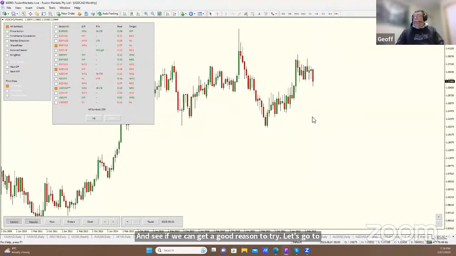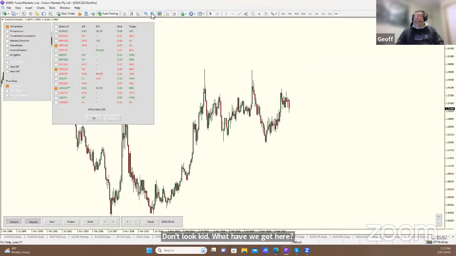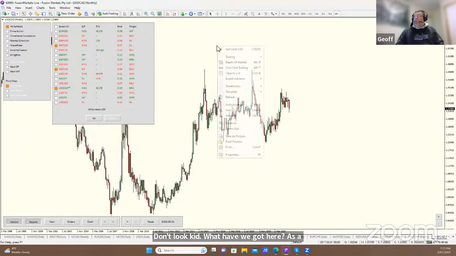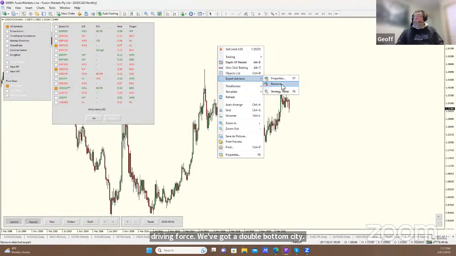Let's go to the monthly chart, suggesting that we buy, right? Dollar CAD. What have we got here as a major driving force? We've got a double bottom sitting here. So I'll get rid of this again. This is an interesting one.